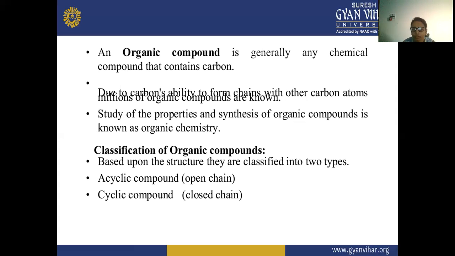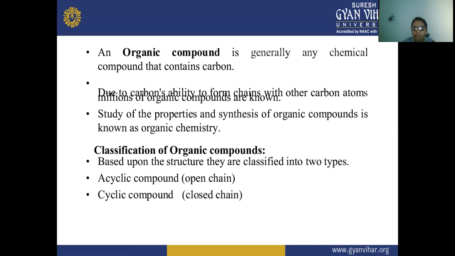So here, in the classification of organic compounds, the cyclic compounds form a closed chain, and the acyclic compounds form an open chain. An organic compound is generally any chemical compound that contains carbon. Carbon has the ability to form chains with other carbon atoms. Millions of organic compounds are known, and the study of the properties and the synthesis of these organic compounds is known as organic chemistry.